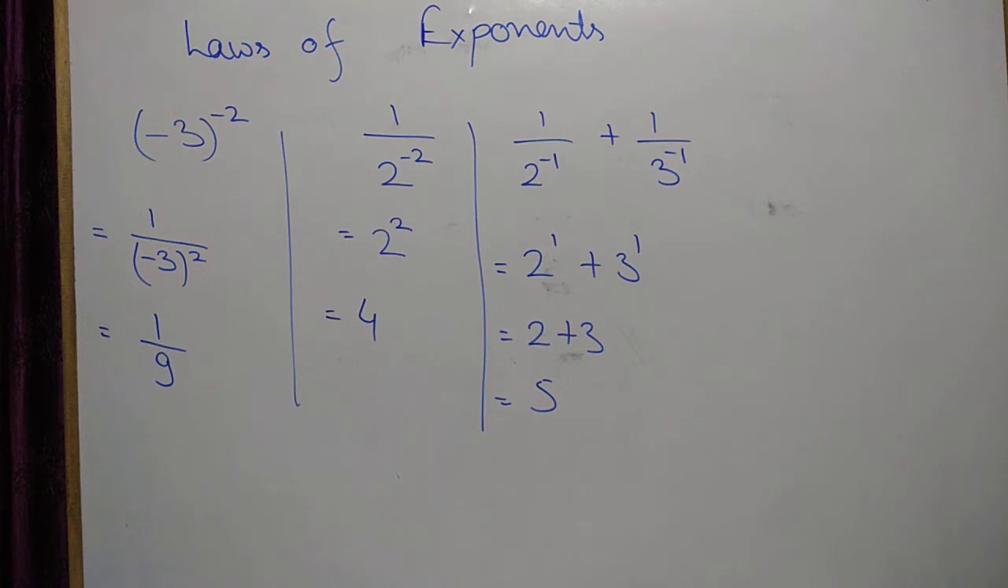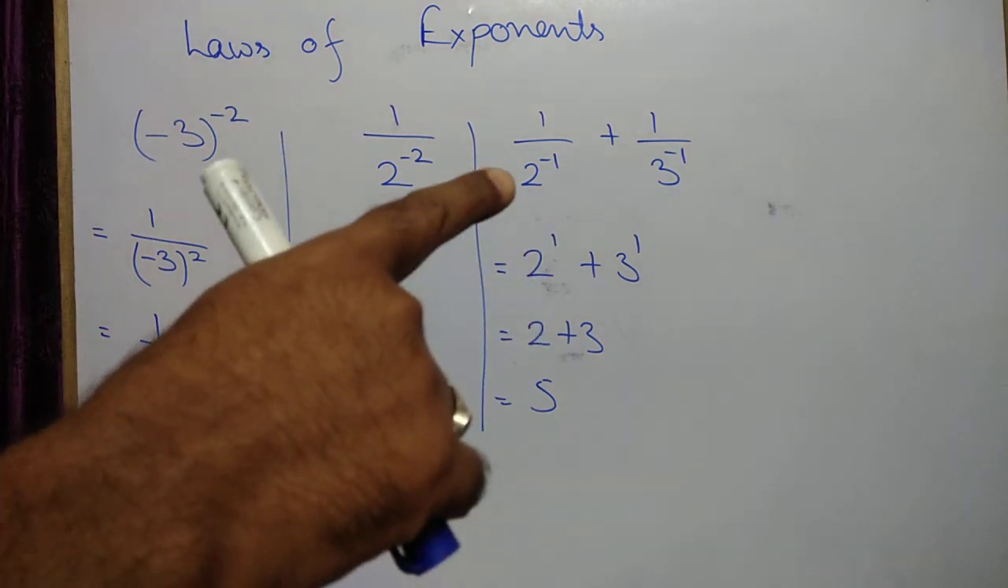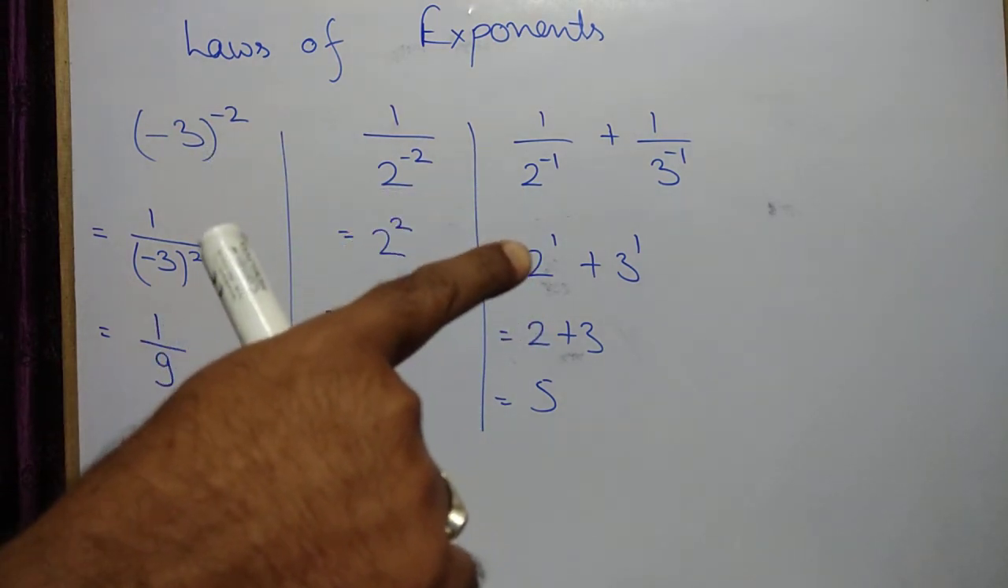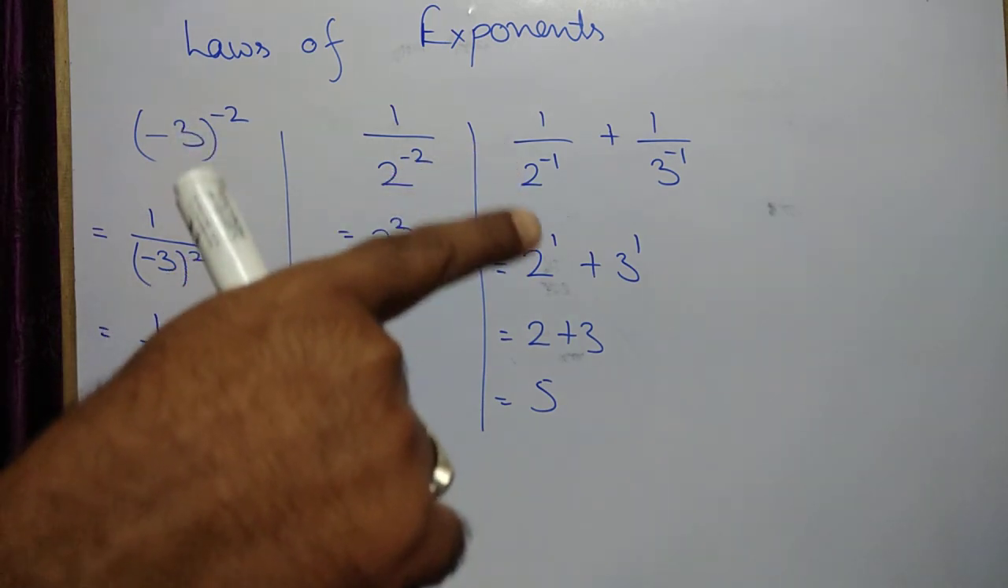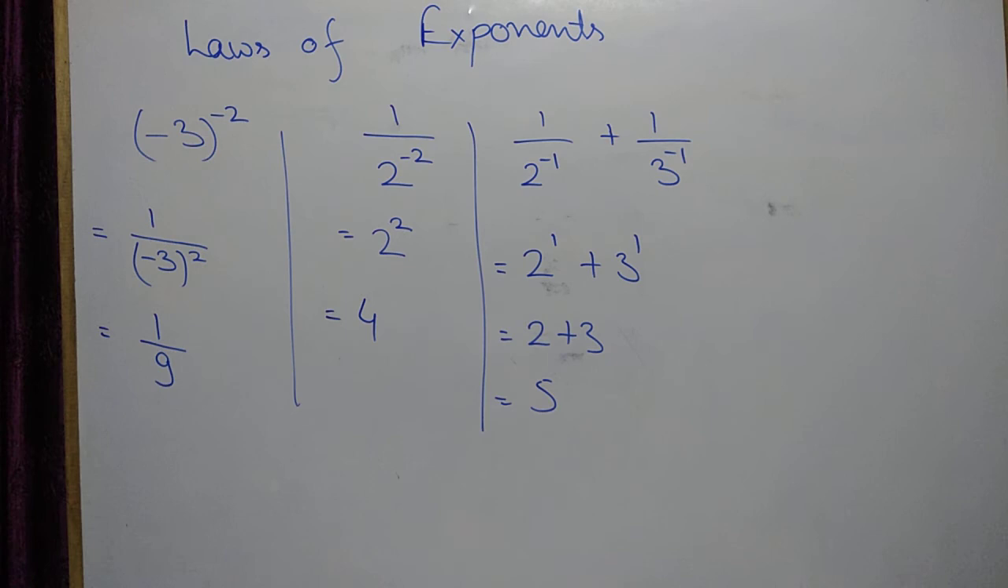Now remember, in this case, first we reciprocate to change the sign of the power, from negative to positive. See here. Then we simplify.